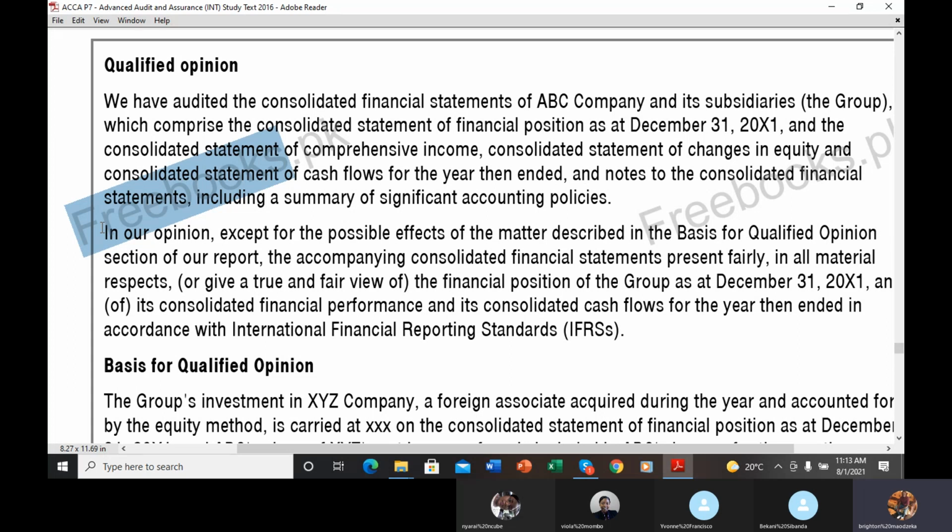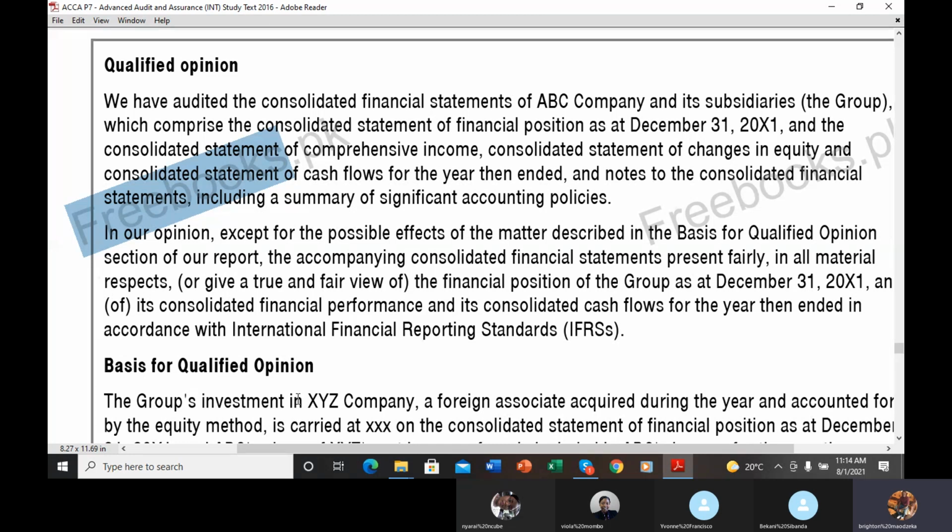The accompanying consolidated financial statements present fairly, in all material respects, or give a true and fair view of the financial position of the group as at December 31, 2021, and of its consolidated financial performance and its consolidated cash flows for the year then ended in accordance with International Financial Reporting Standards. The reasons which give rise to the qualification of opinion will be clearly indicated under Basis for Qualified Opinion. That's where you have to indicate the reason why you have qualified your opinion, why you have modified your opinion.